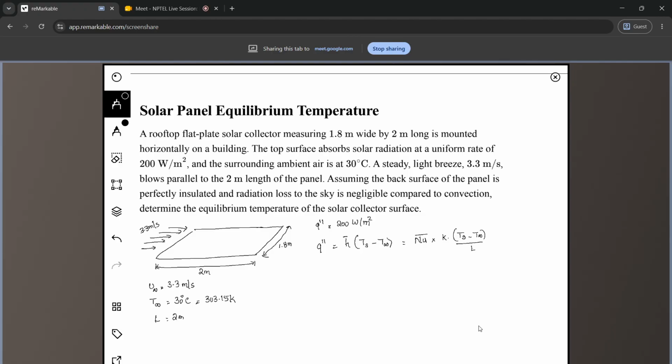Now the only problem is I need to know the correlation for the Nusselt number. Maybe I will give you the correlation. So what is the correlation for Nusselt number in this case? It says that it is a uniform heat flux. So for uniform heat flux, we have a different correlation from the isothermal one. For uniform heat flux, the average Nusselt number, Nu bar, is given by this particular correlation. And for now, take Prandtl number as 0.71.